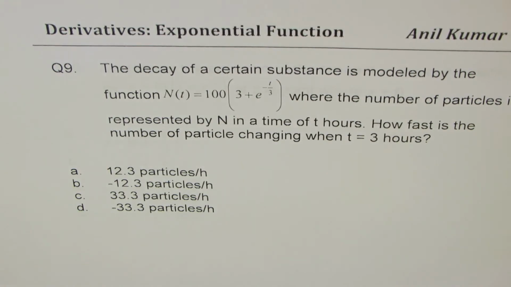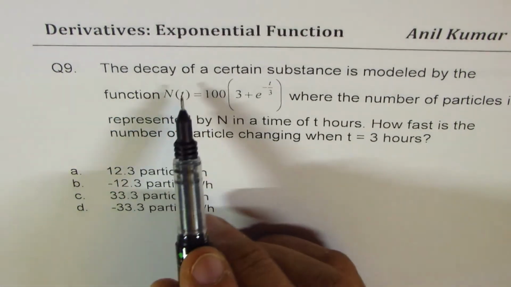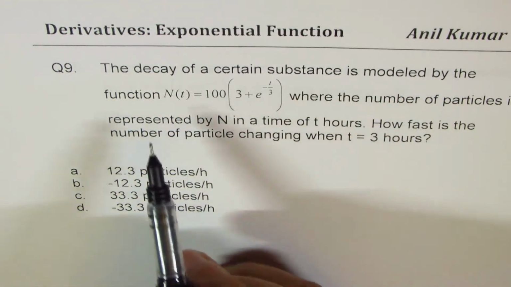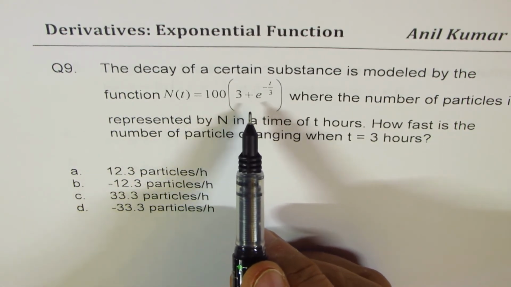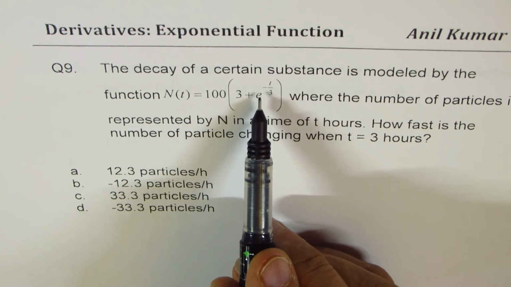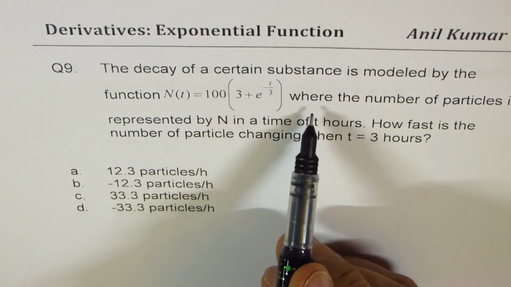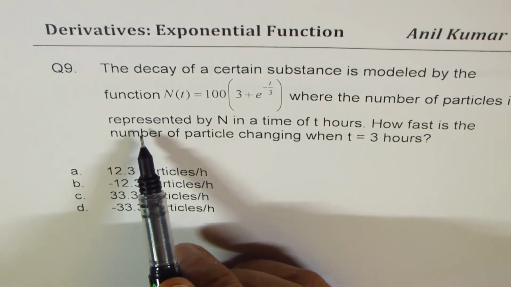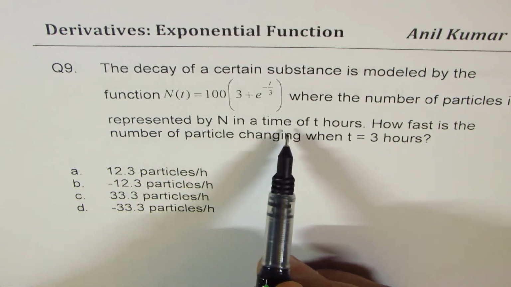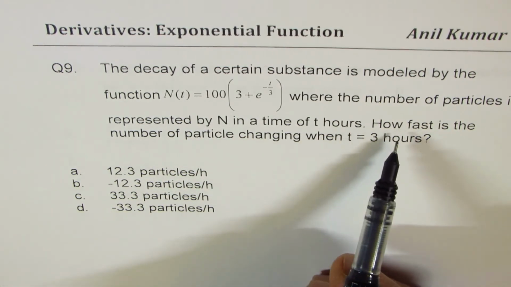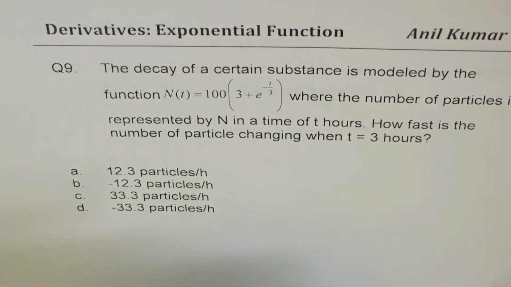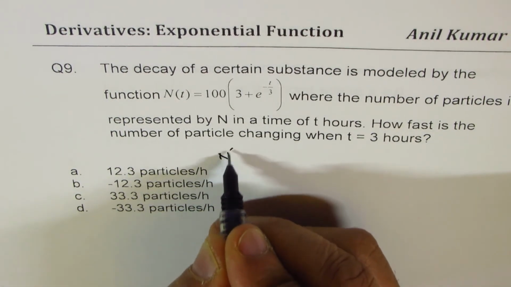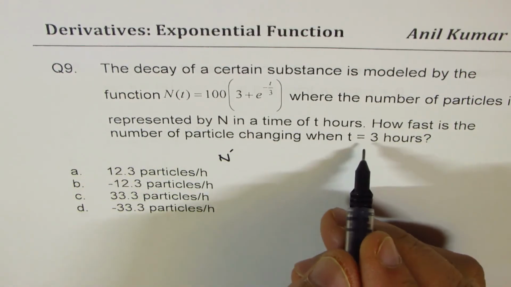Question number 9 is an application question. The decay of a certain substance is modeled by the function N of t equals 100 times (3 plus e to the power of minus t over 3), where the number of particles is represented by N in a time of t hours. How fast is the number of particles changing when t equals 3? That means we have to find the derivative of the function at t equals 3.